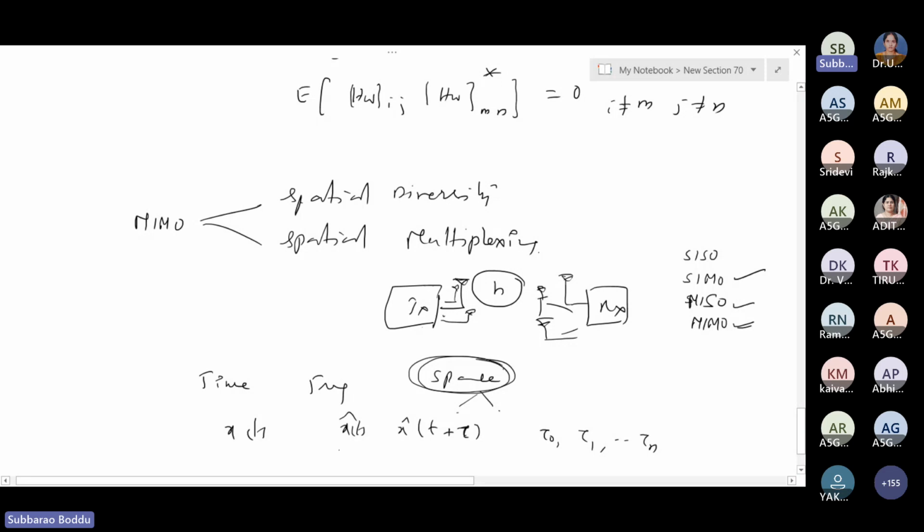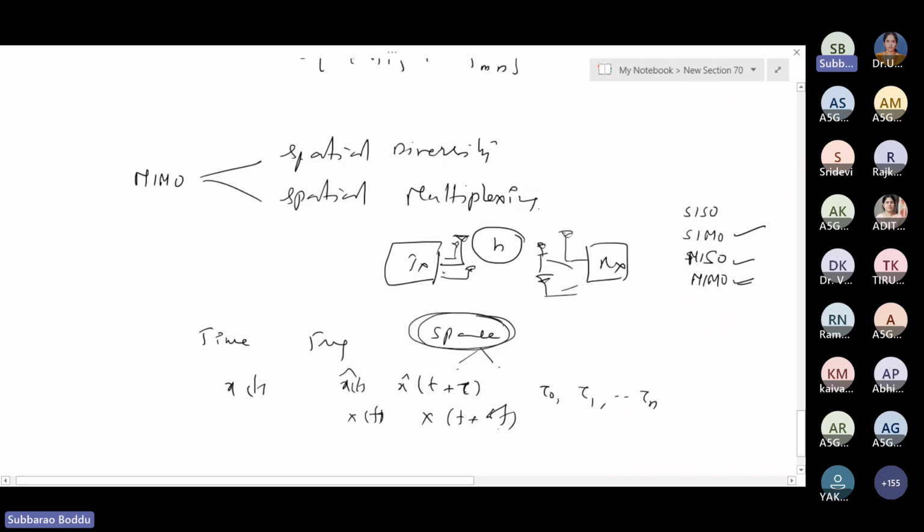In frequency domain, suppose I send a signal x of f, and I receive it similarly at f plus delta f. It means the received signals at 2 different frequencies, f and f plus delta f, are uncorrelated. In time domain they are uncorrelated; in frequency domain they are uncorrelated. It means I send the same signal at 2 different frequencies, that is x of f1, x of f2. But here it is in time domain.